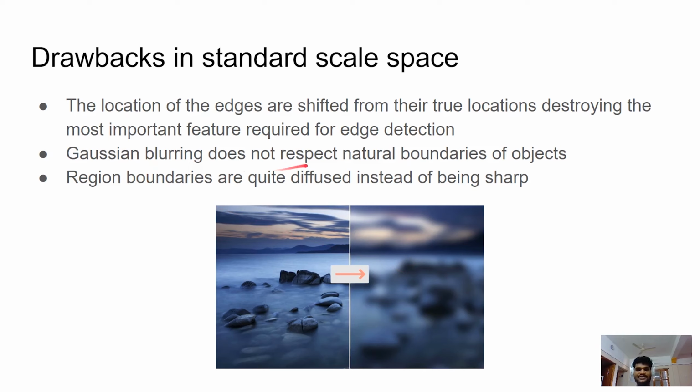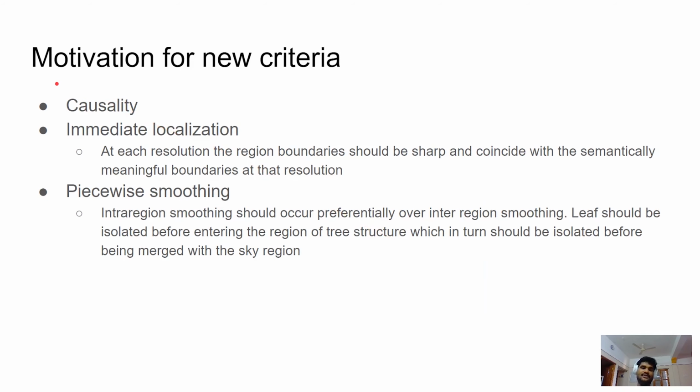And Gaussian blurring does not respect natural boundaries of objects, and region boundaries are quite diffused instead of being sharp. That's what it means. The edges are not sharp in coarse levels, coarse levels meaning in the future time. And this provides the new motivation. Apart from the causality being the same, there are two new motivations now required.